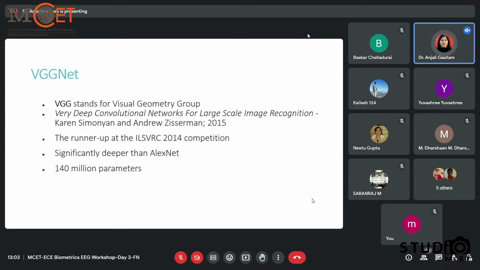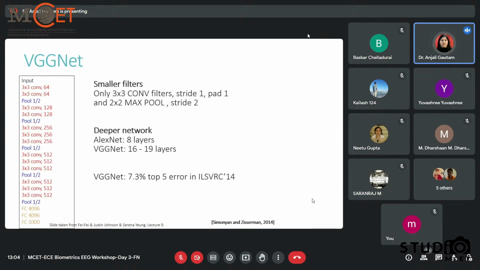Now VGG contains 140 million parameters. We know that LeNet contains 60,000 parameters, AlexNet contains 60 million parameters, and now VGG contains 140 million parameters. So the network is very large. Again we need a powerful machine or computing device which can compute all those parameters in less time. Otherwise it will take very long to train your model.